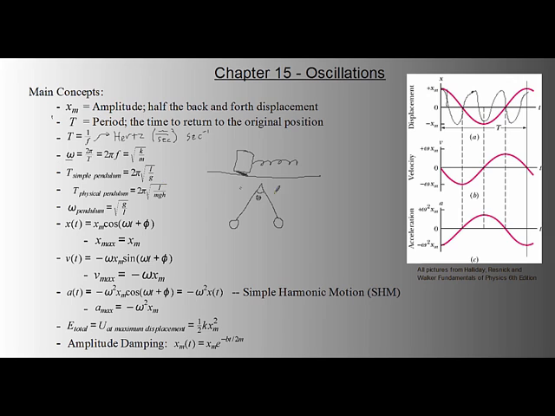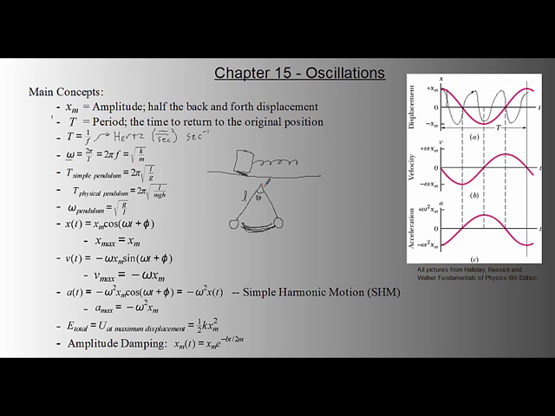But if it is a simple pendulum and it is a massless string with a mass at the end and it's oscillating back and forth with a pretty small angle, then you can approximate the period of this pendulum with the following function: 2 pi times the square root of the length of the string, L, divided by the acceleration due to gravity. So as you can see, a pendulum will have a different period.